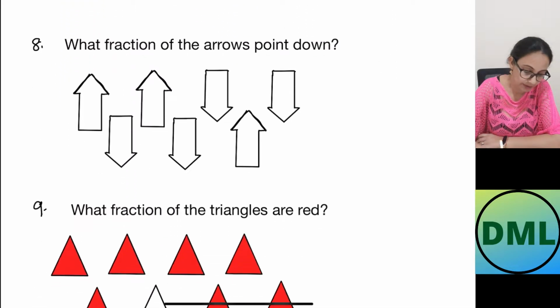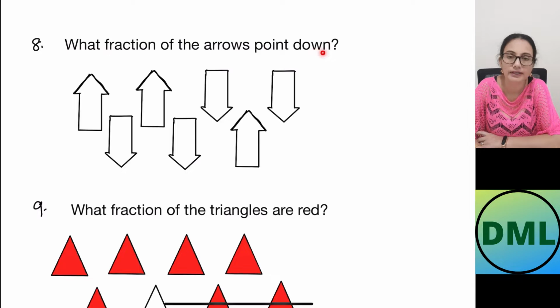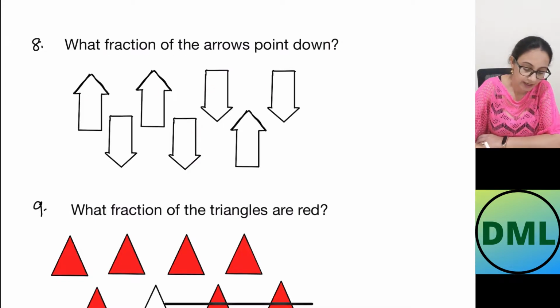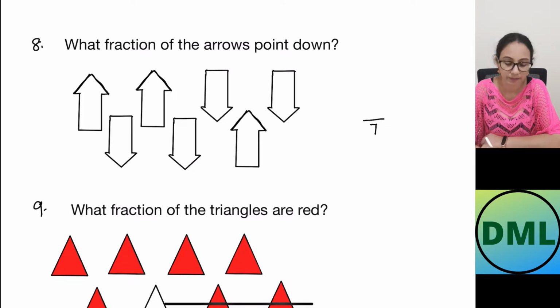Now let's see one more example. What fractions of the arrows point down? So we have to see how many figures I have. I have 1, 2, 3, 4, 5, 6, 7. So I have 7 figures. So 7 will come in the denominator.